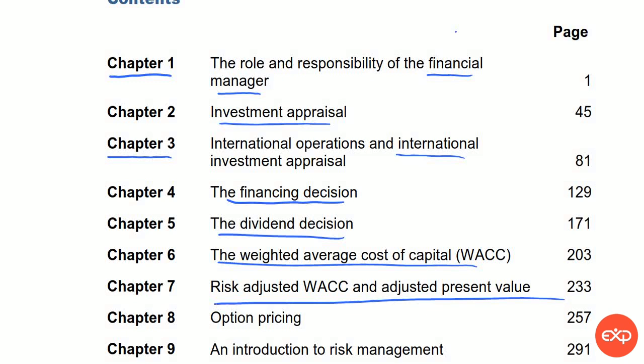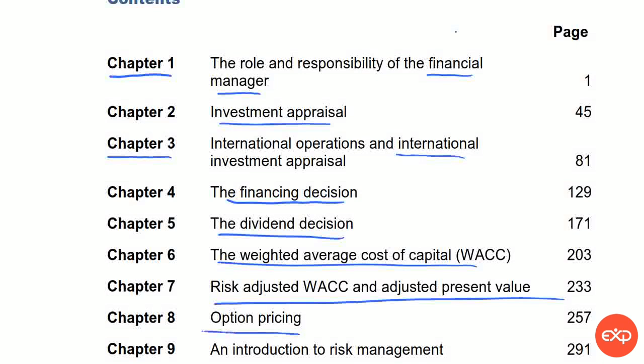Then we come on to start looking at treasury options and risk management. We start with option pricing, because one thing we're going to look at in the following chapters is methods of hedging against exchange and interest rate risk. And one way we can do that is by using options. So in this chapter, we just look at how options might be priced at least.